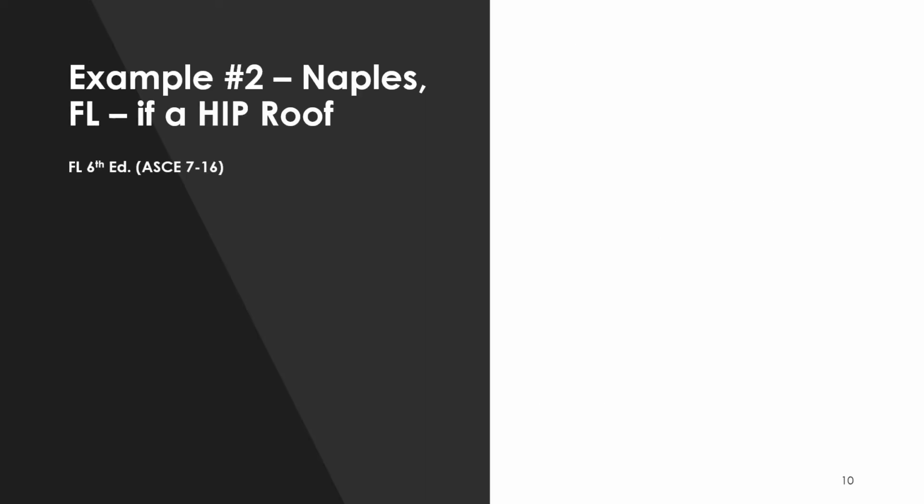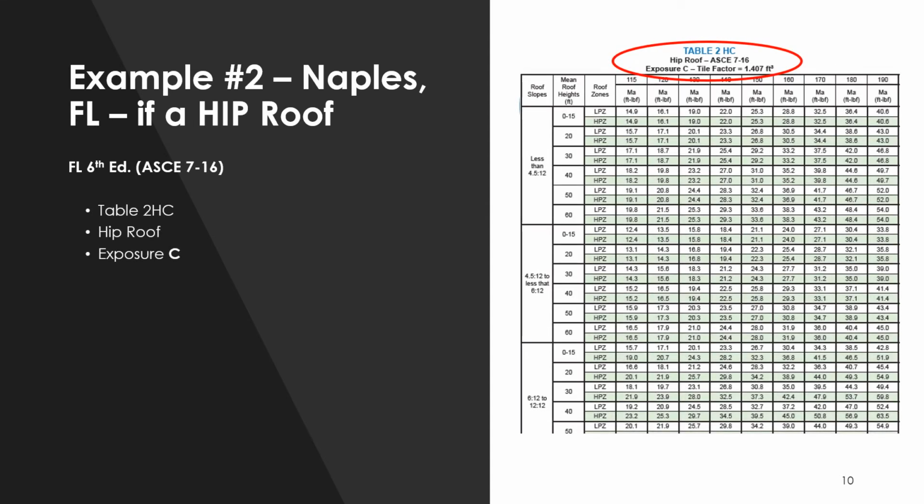Now, if we look at the sixth edition, now we need to use table 2HC instead of table 2GC because it's a hip roof instead of a gable roof.